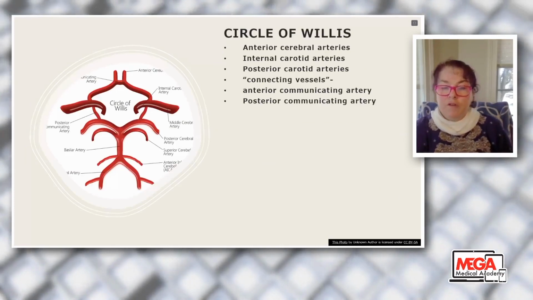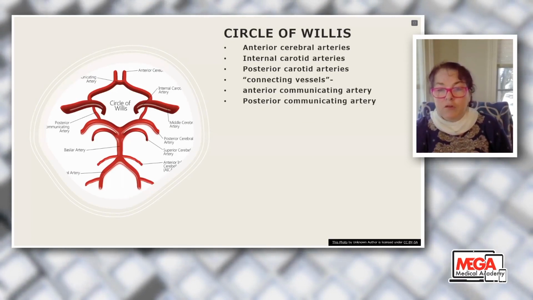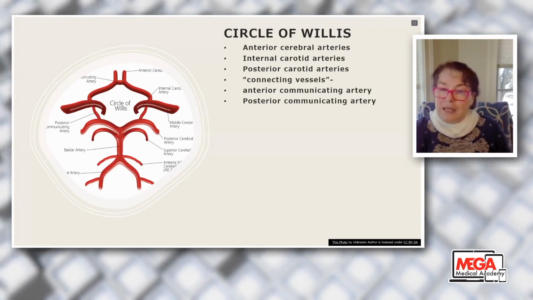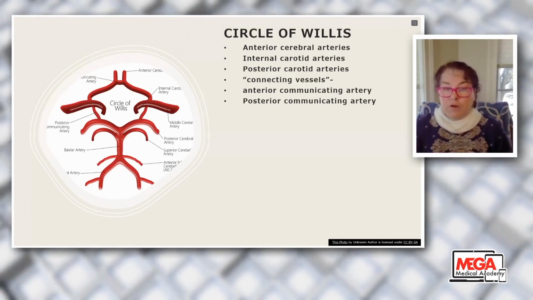So this is a picture of the circle of Willis. You can see there are anterior cerebral arteries, internal carotid arteries, and posterior cerebral arteries, and there are connecting vessels to connect them all. There's the anterior communicating artery and the posterior communicating artery.